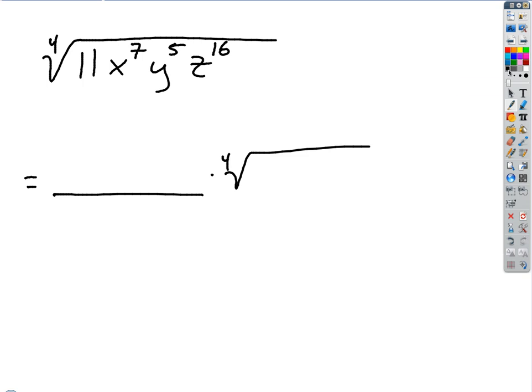Okay, what about the 11? Stuck on the inside. I can't simplify that. The 4th root of 11, there is no perfect 4th that's going to divide evenly into 11. So that's all stuck inside.